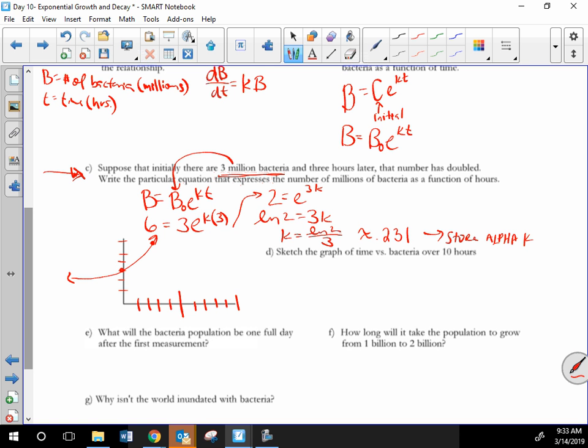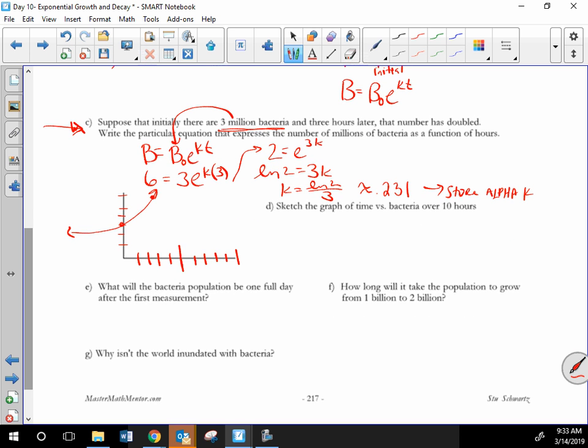Alright, so E, what will the bacteria population be 1 full day after the first measurement? Okay, so this is probably what AP would ask. So we've got our equation. Oh, guys, I never finished writing the equation over here. I apologize. We found our K value, but we didn't actually write the equation. So my equation would be bacteria equals my initial, which was 3, e to the, and my K was 0.231. Okay. So I'm going to use that equation now.